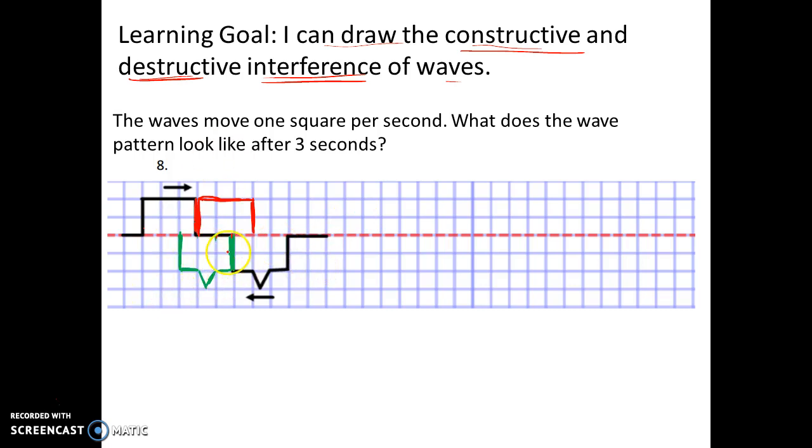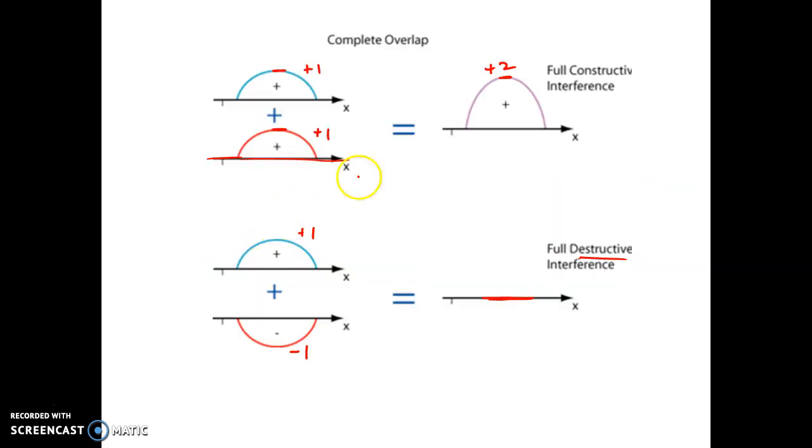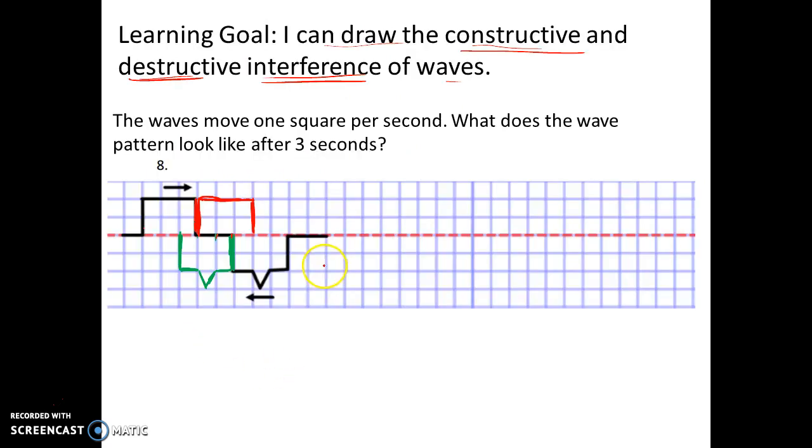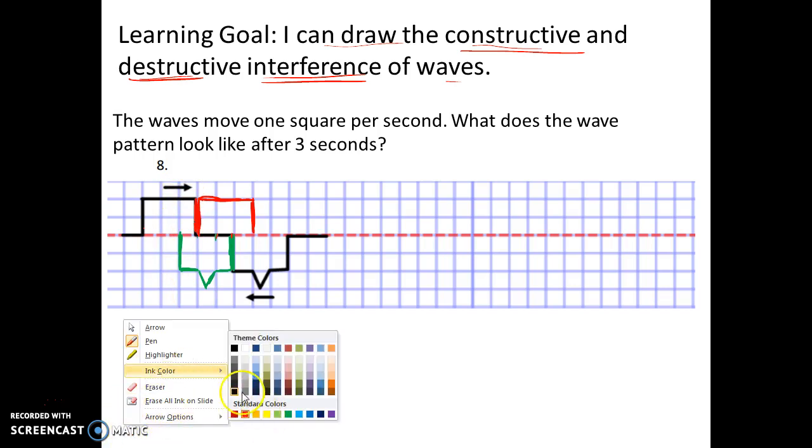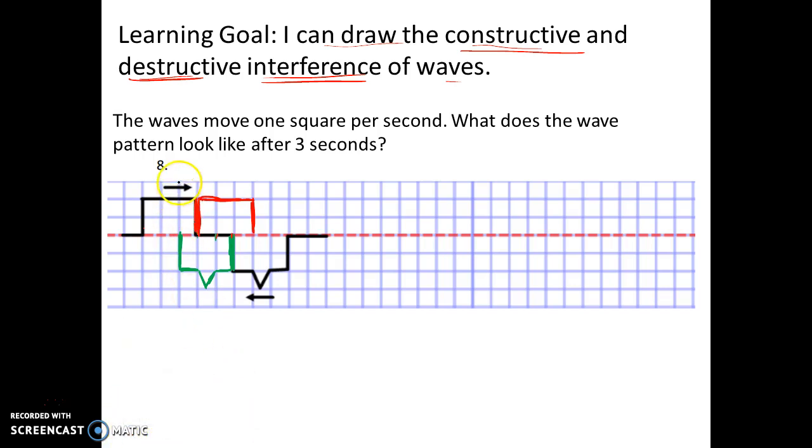So now the next question you have to ask yourself is, are these waves going to constructively interfere with each other or destructively? Are they on the same side of the equilibrium or opposite sides? For this one, they're on opposite sides of the equilibrium position. So I would look at each square at a time. First, let's look at this region right here, and I'll use a different color.